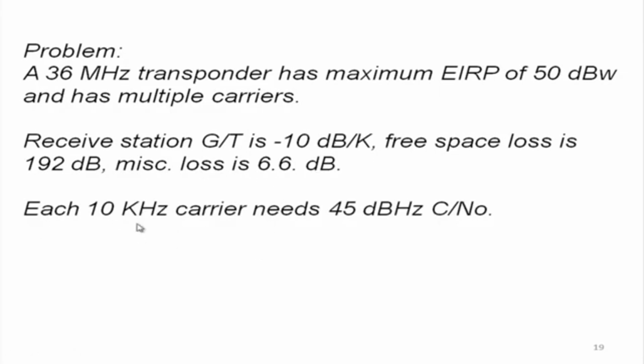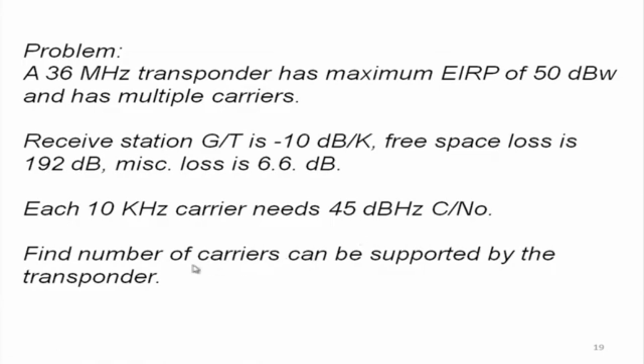Each 10 kilohertz carrier needs 45 dB-Hz C by N naught. The carrier's bandwidth is very small. Obviously, it's definitely not a video transmission, it's voice or data transmission. So the bandwidth of the carrier is given, and then C by N naught of the individual carrier is given. Find the number of carriers that can be supported by the transponder.